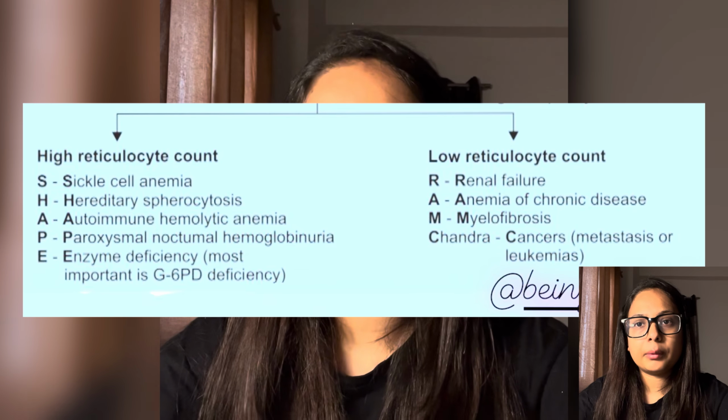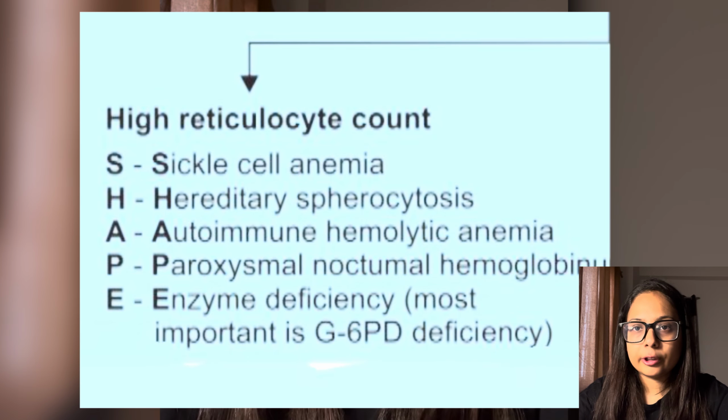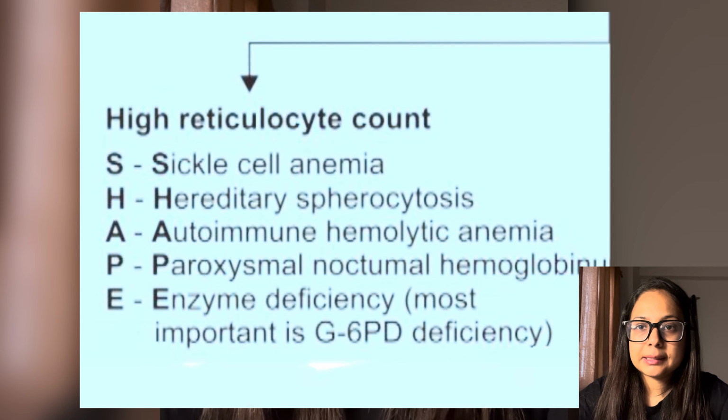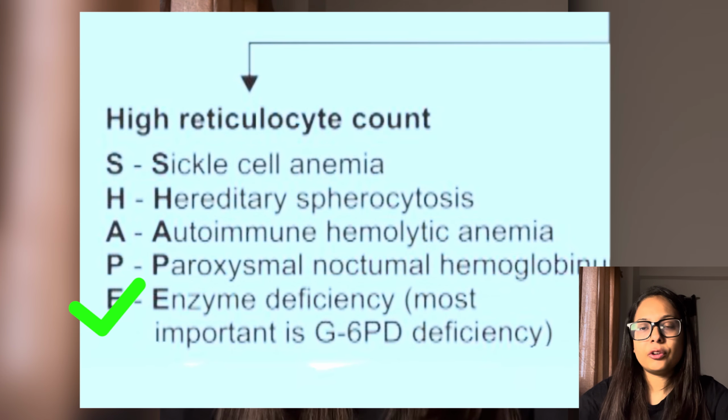First we will learn about the causes which lead to increased reticulocyte count and the mnemonic for it. Very easy to learn. SHAPE is the mnemonic for the causes which will lead to an increase of reticulocyte count under normocytic normochromic anemia. What does SHAPE stand for? S is sickle cell anemia. H is for hereditary spherocytosis. A is for autoimmune hemolytic anemia. P is paroxysmal nocturnal hemoglobinuria, and E is for enzyme deficiency like G6PD deficiency.